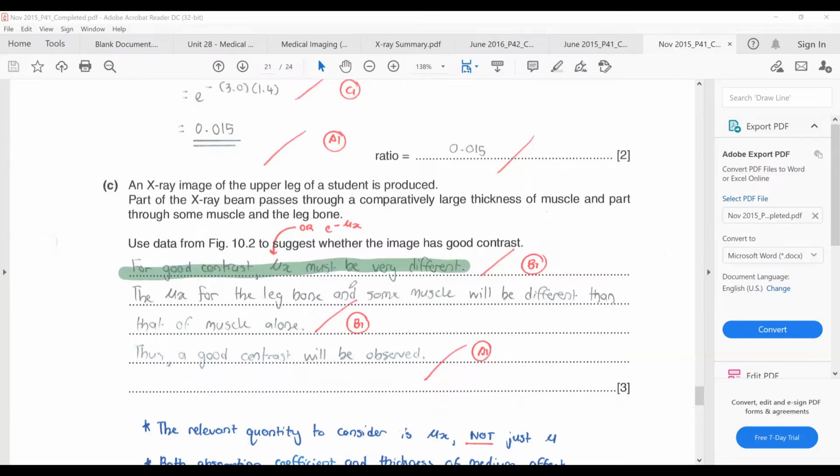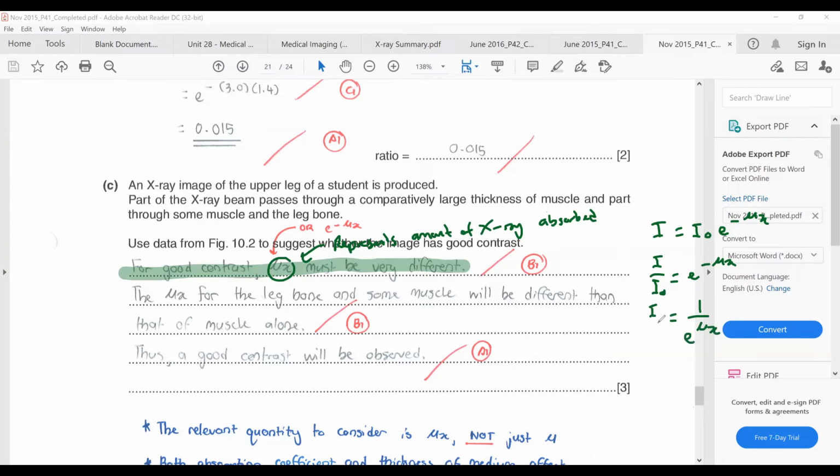So I can say this. For good contrast, mu x must be different. The mu x here represents amount of X-ray absorbed, isn't it? When you look at this general equation, I equals I naught exponential negative mu x. I over I naught is exponential negative mu x, is in turn exponential mu power x. This one, right? Okay.